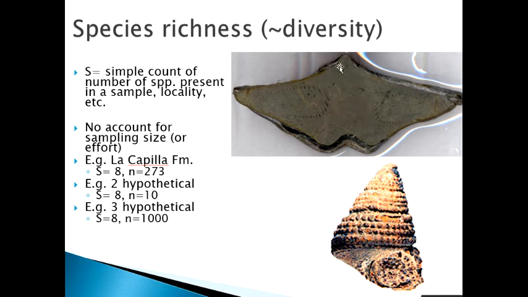Now, the 2 pictures you're looking at here are fossils that I collected in Argentina from what is called the La Capilla Formation. And it's sort of the first example up here. And in a couple hours of time, I and a friend collected 8 particular different species out of 273 individual fossils. We sat down in an area, we dug around, we collected loose fossils, and we got 8 of them. Now, that means, okay, the richness is 8.